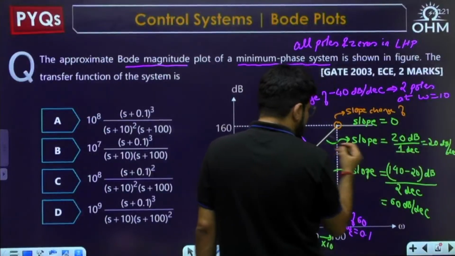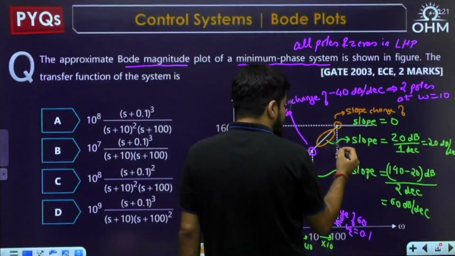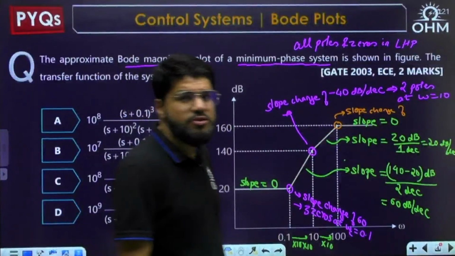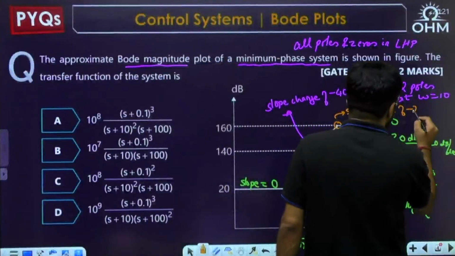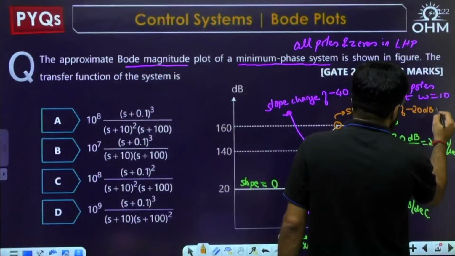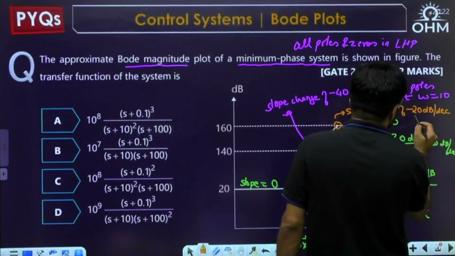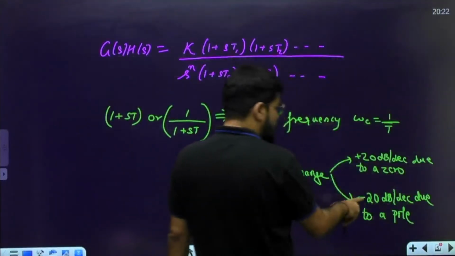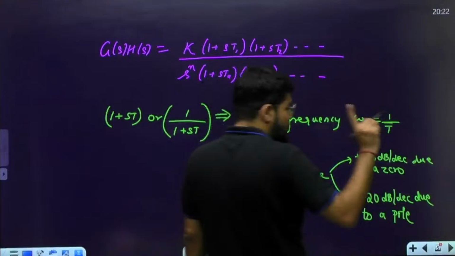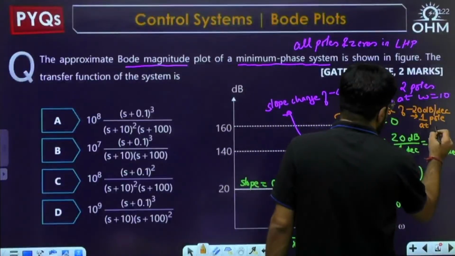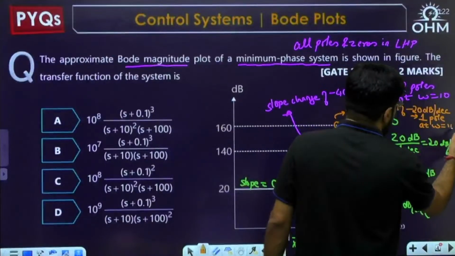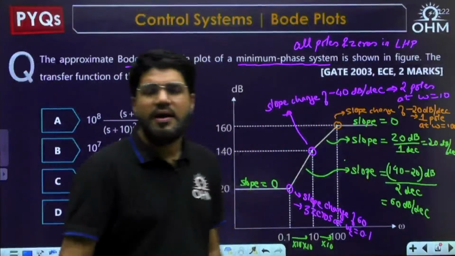This slope was 20. Now it becomes 0. That means again reduced by 20. So there is a slope change of minus 20 because there is a reduction. Minus 20 decibel per decade means 1 pole, because a slope change of minus 20 decibel per decade is due to a single pole. Single pole at what frequency? What is this frequency? 100.